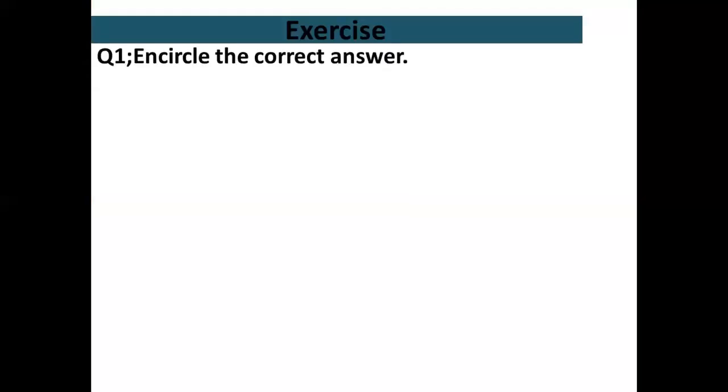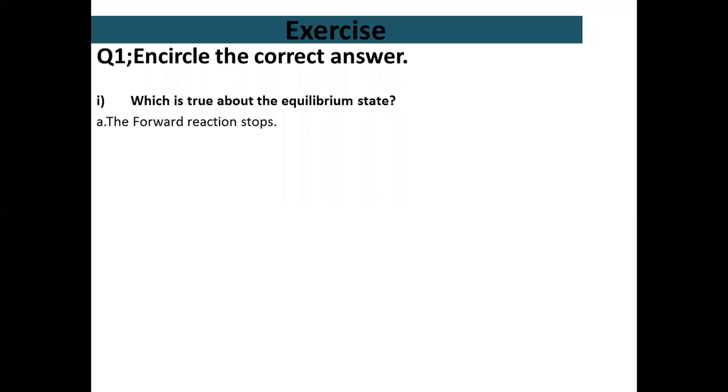Coming towards the exercise MCQs, encircle the correct answer. The first MCQ is, which is true about the equilibrium state? First, the forward reaction stops. Dear students, I told you that at equilibrium state the reaction never stops, because we discussed before that at equilibrium state, the rate of forward reaction becomes equal to the rate of reverse reaction, and the reaction continues at molecular level in dynamic equilibrium.